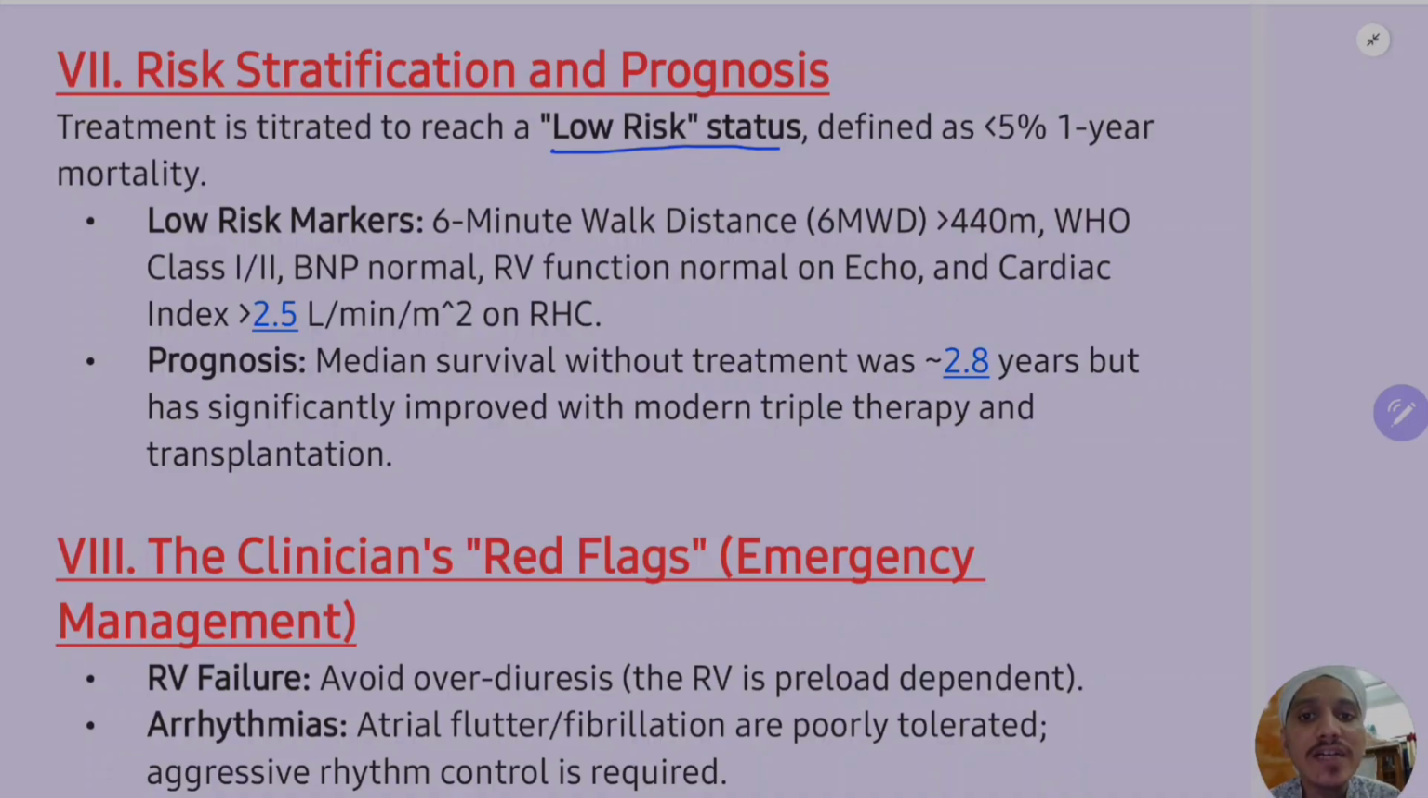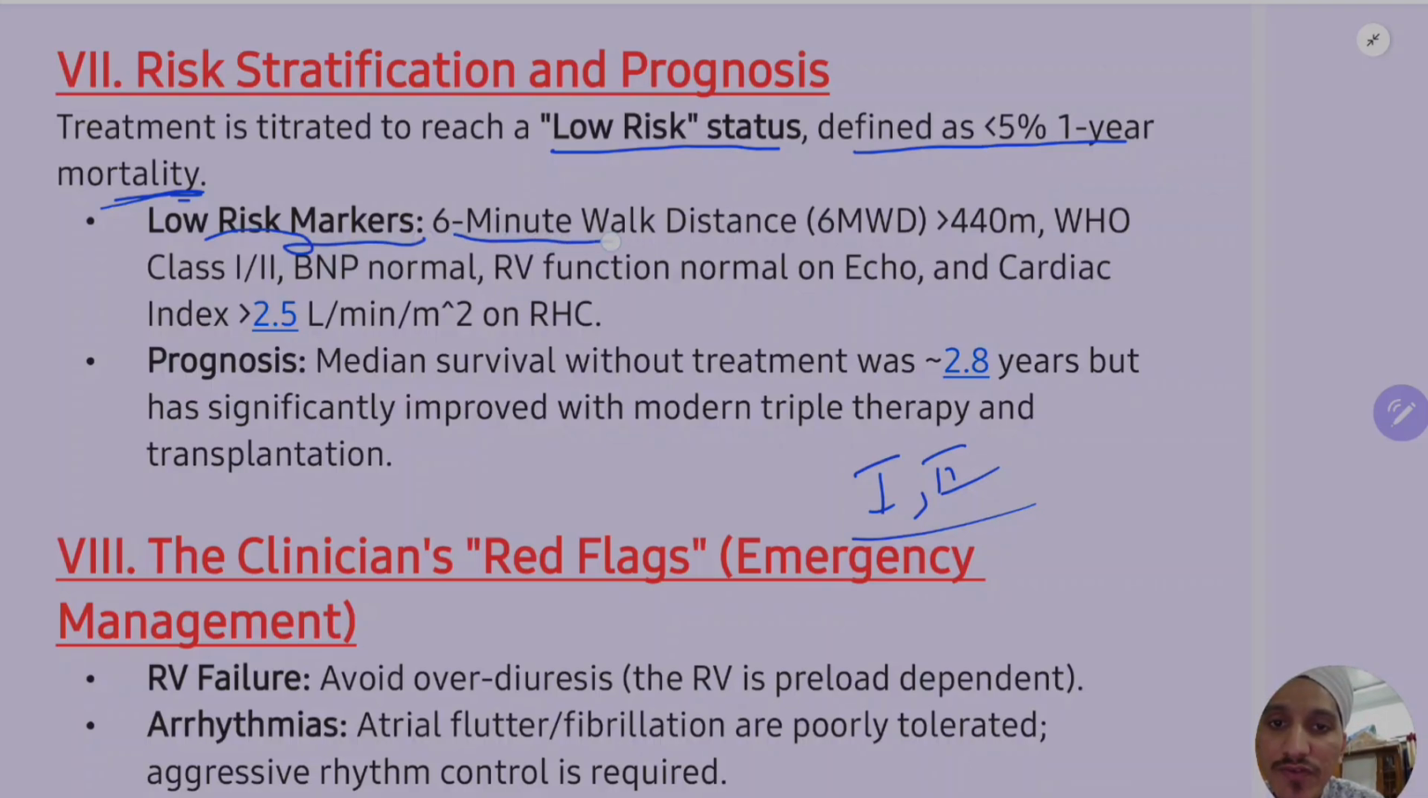So the goal of our treatment is to reach the low risk status, say class 1 and 2 according to NYHA. Okay, so low risk. So the treatment is titrated to reach a low risk status, which is defined as less than 5% 1 year mortality. This is known as the low risk status. How will you predict less than 5% 1 year mortality? By these markers.